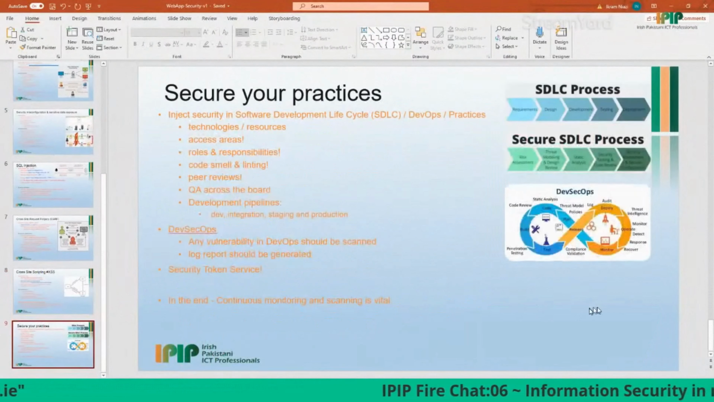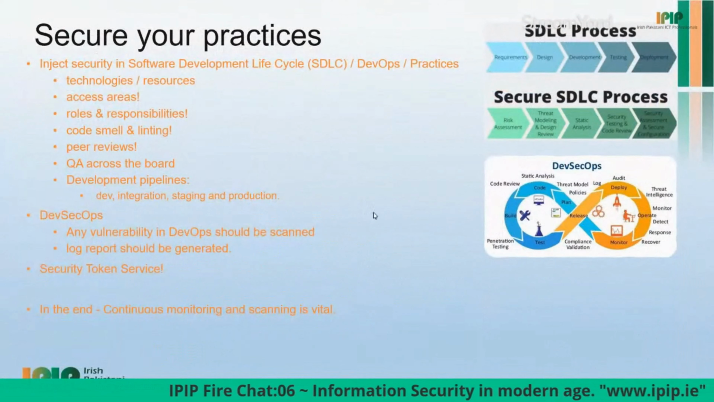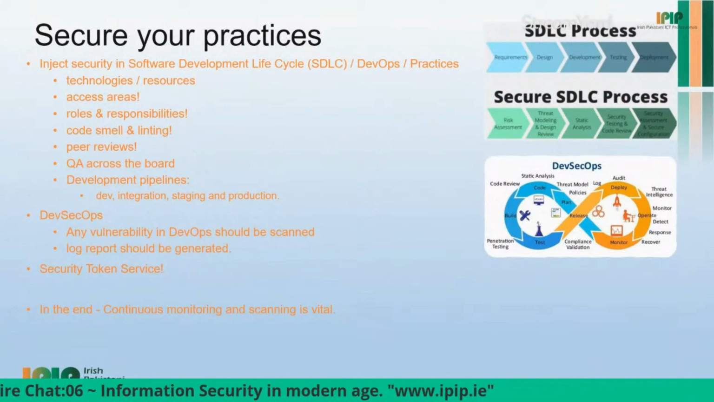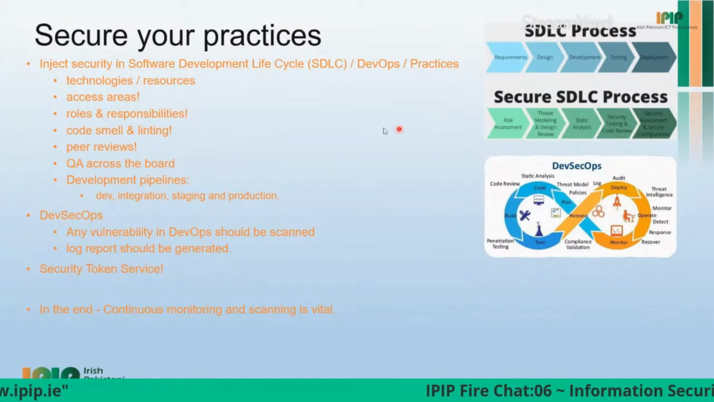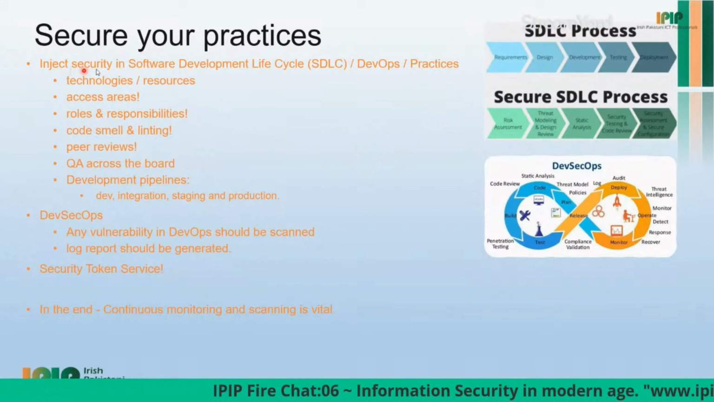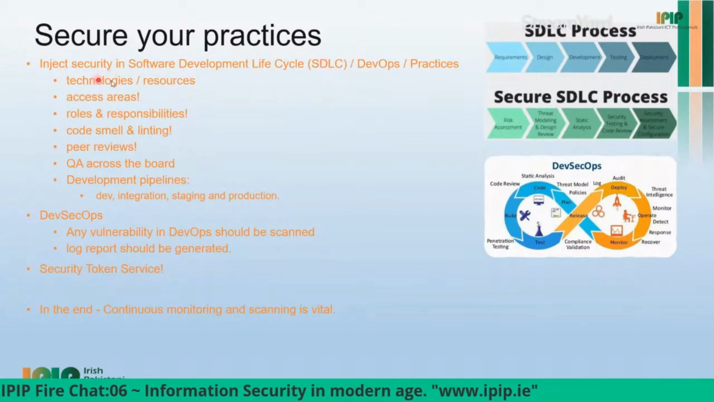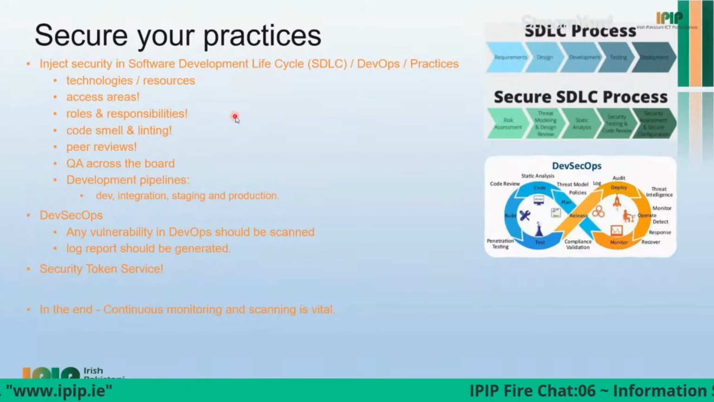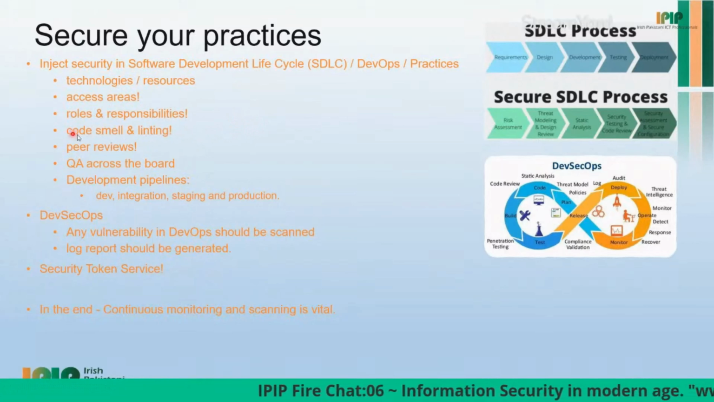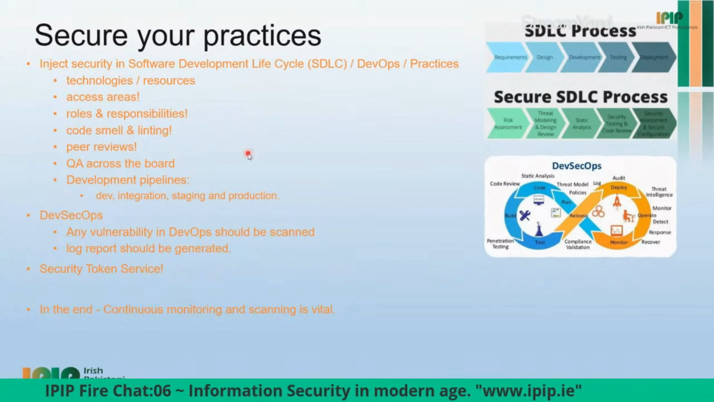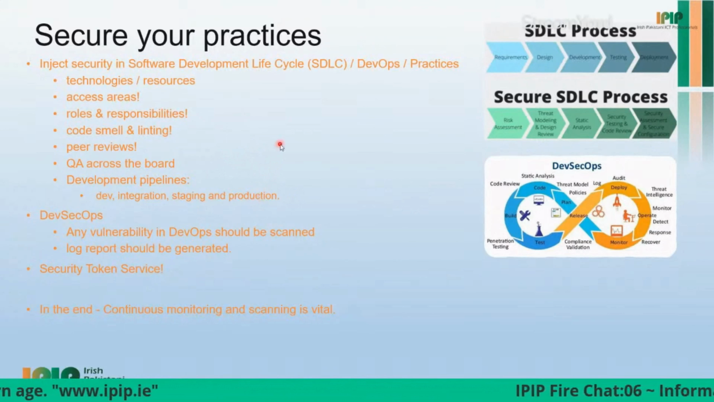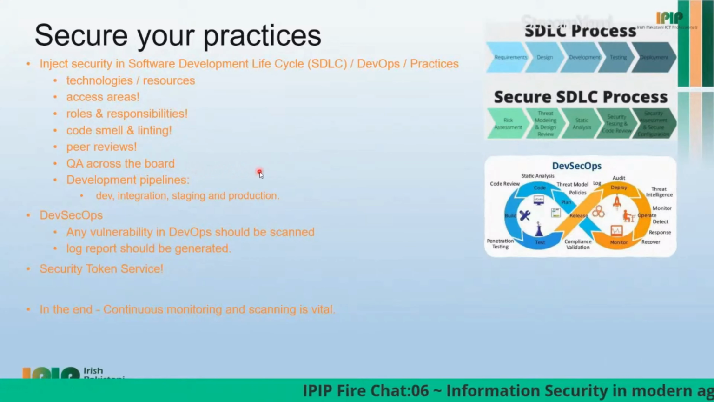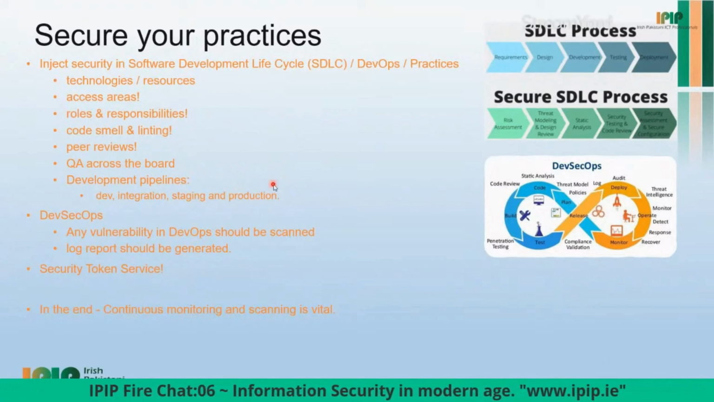Okay, so the last slide is this one: secure your practices. Imagine if you are using a software development lifecycle, or agile, or scaled agile, or DevOps. Make sure security is injected into your practices, technologies, resources, access areas, and roles and responsibilities. And if you're coding, you should have code smell and linting processes, and make sure you're doing automatic and manual peer reviews of code at multiple points during the deployment process. Quality should be across the board, everybody's responsibility, keeping the security aspect in mind.